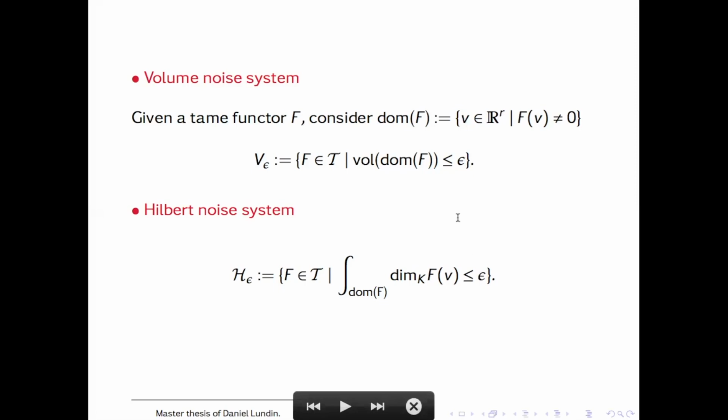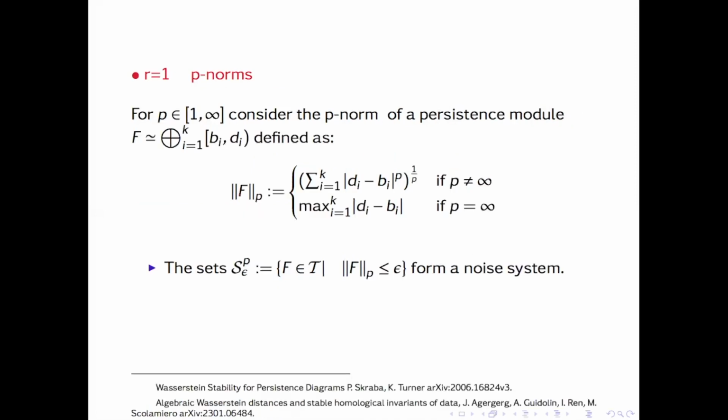So one can prove that all of these examples follow the axioms of noise systems. In particular, for the one-dimensional case, so when R is equal to 1, there is one more example that is quite interesting for TDA. And this is the p-norm, which was initially defined by Katharine Turner and Primož Skraba.